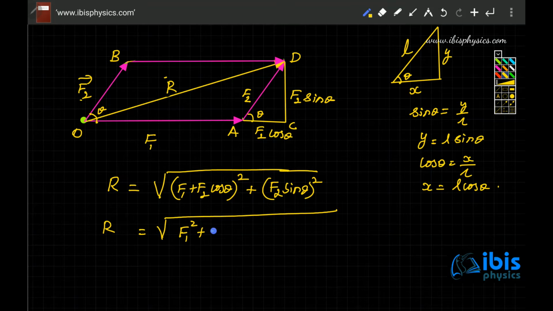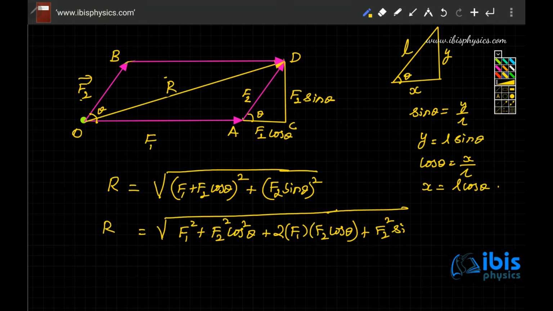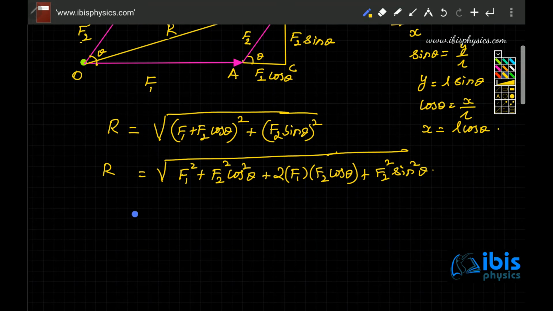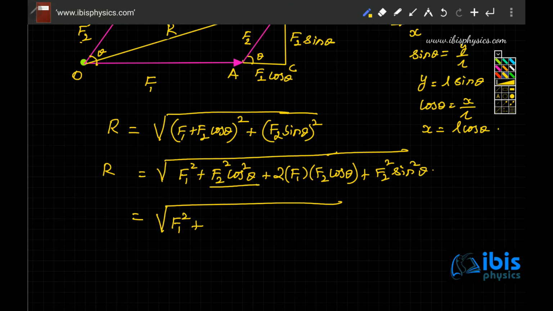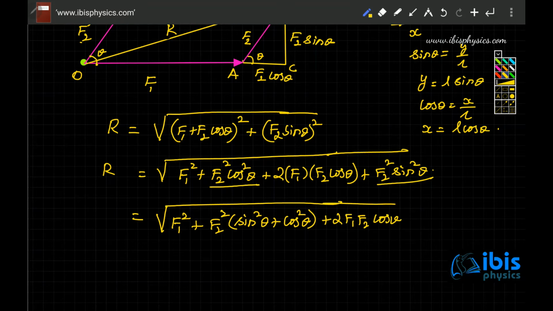a square plus b square plus 2ab, plus this f2 square sine square theta. Then this is equal to root over f1 square plus f2 square cos square theta plus f2 square sine square theta. If you take f2 square out, cos square theta plus sine square theta, plus 2 f1 f2 cos theta.